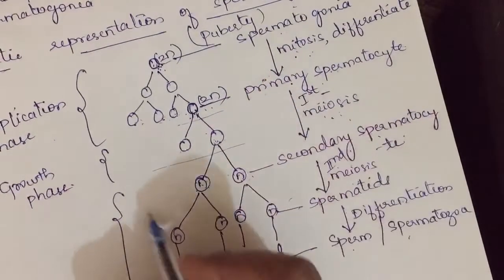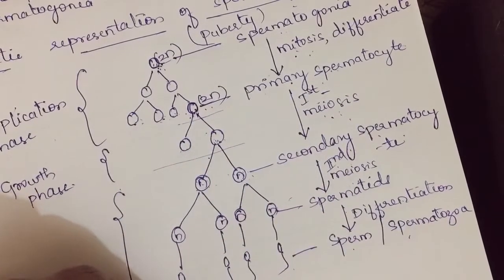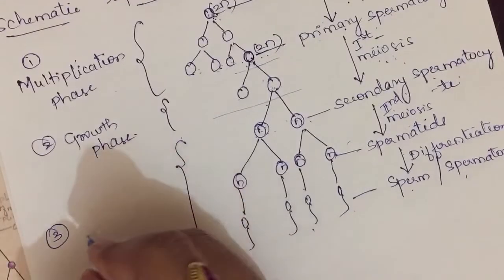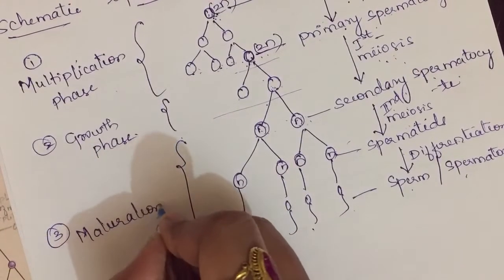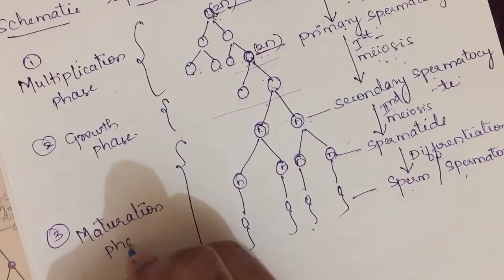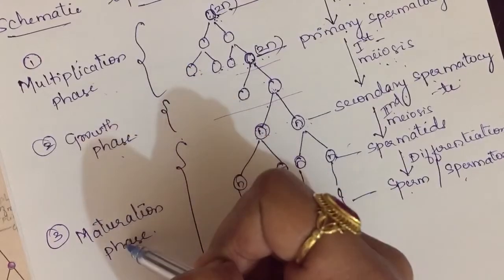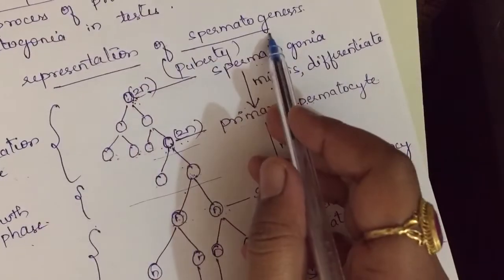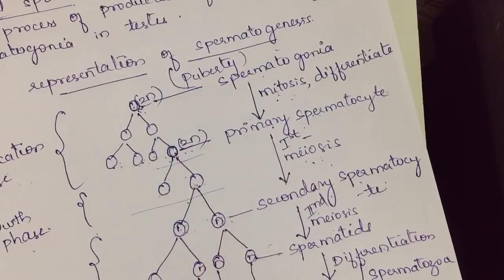Then next, from here till sperms are formed, that is the third one, the maturation phase. So these are the 3 phases which you can find in the schematic representation of spermatogenesis. Now this diagrammatic representation can be asked for 2 marks, 3 marks, 5 marks. It has been asked very often and is easy.